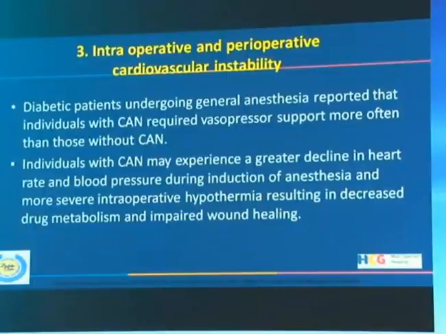Intraoperative and perioperative cardiovascular instability. Those patients having CAN, when they undergo surgery, especially under spinal anesthesia, require excessive amounts of vasopressors. So most anesthetists fail to understand why the patient developed sudden hypotension despite the same dose of vasoconstrictor agent given. But the reason is the patient probably had cardiovascular autonomic neuropathy, and that's why he or she developed hypotension, which required additional vasopressor agents. So if you know that the patient has CAN, you are ready for the same during surgeries.